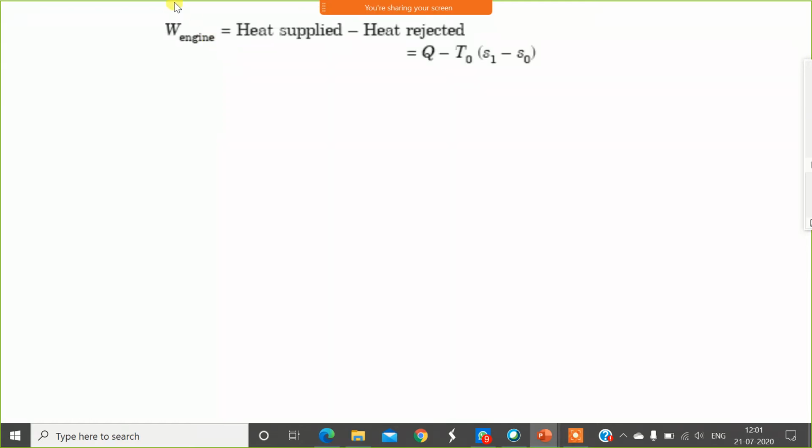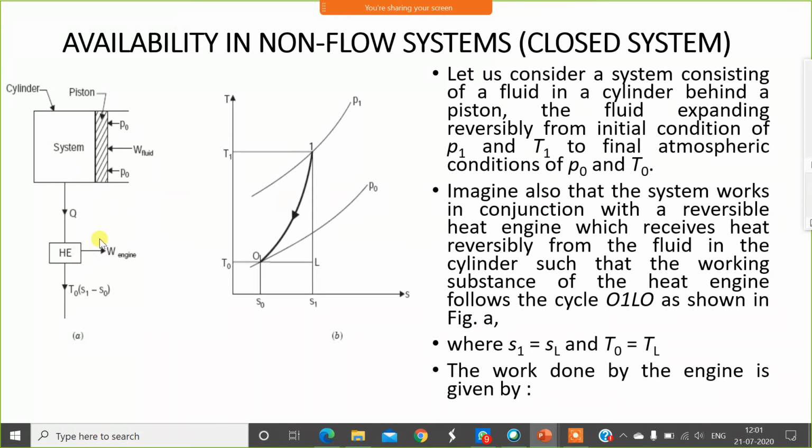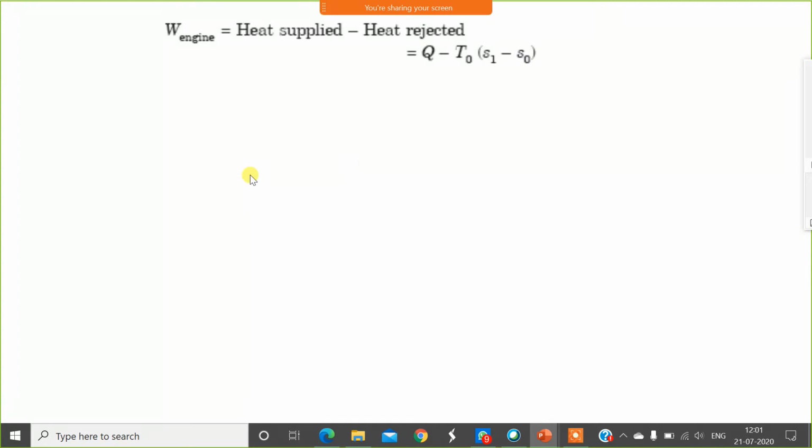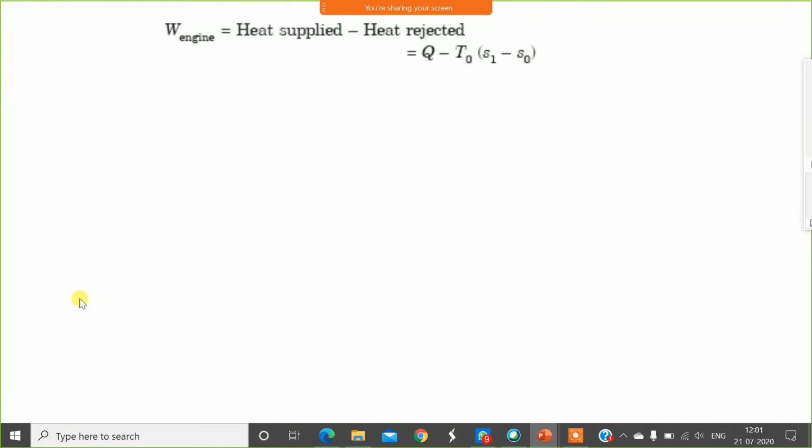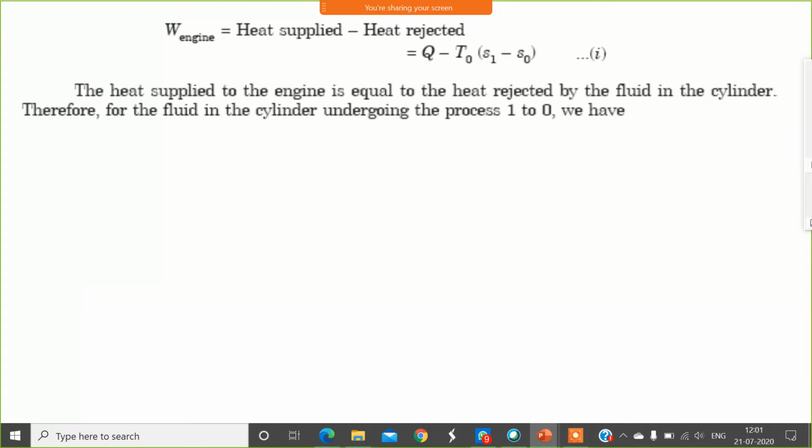that is, work done by the engine is heat supplied minus heat rejected. Heat supplied minus heat rejected is equal to work done. Heat supplied is Q, and heat rejected at T0 is T0 (S1 minus S0). Heat rejected is T0 (S1 minus S0). This is equation number 1.